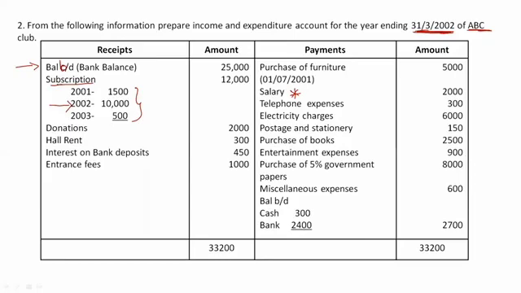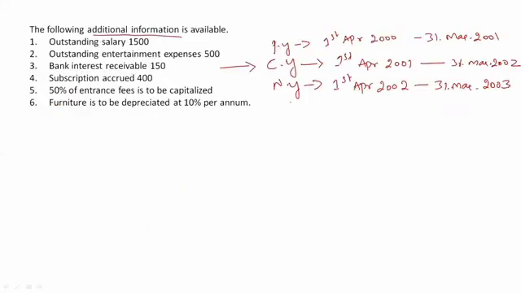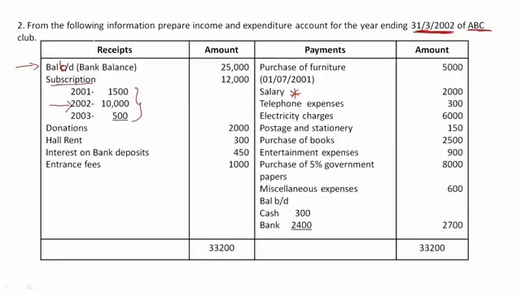Before solving the problem, it's better to do this step, right? Then the second adjustment is related to entertainment expenses. So find where entertainment expenses are in the receipts and payments account. Yes, put a star mark near it, so we know that there is a certain adjustment relating to it.